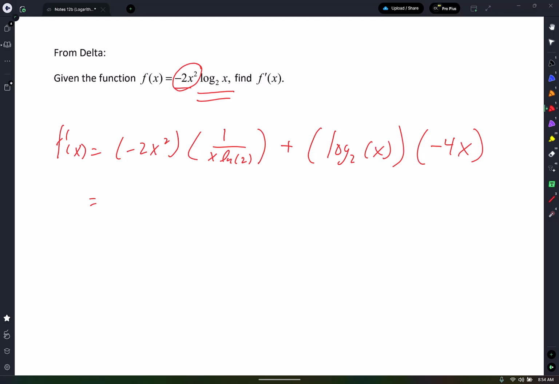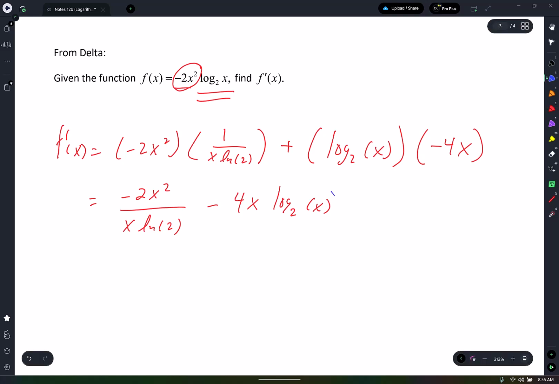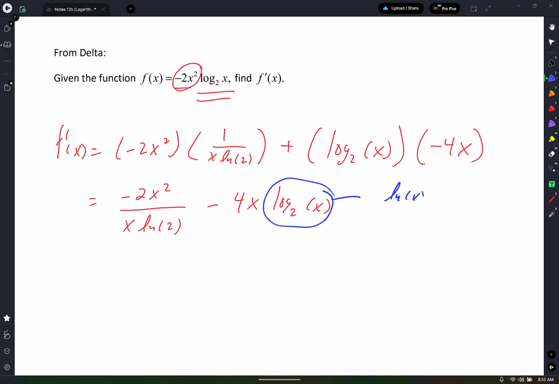Let's continue. Negative 2x squared over x ln of 2. And notice that you can factor out, or you can cancel out an x in a little bit. Minus 4x log base 2 of x. Now this is, yeah, UH will not have this answer like that. This right here, they're going to have that written like this: ln of x over ln of 2.